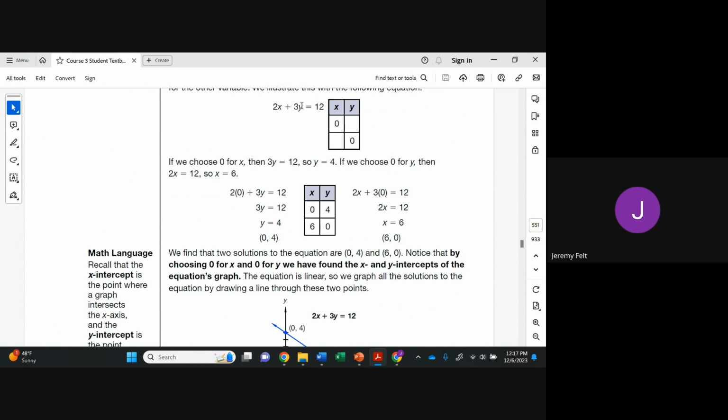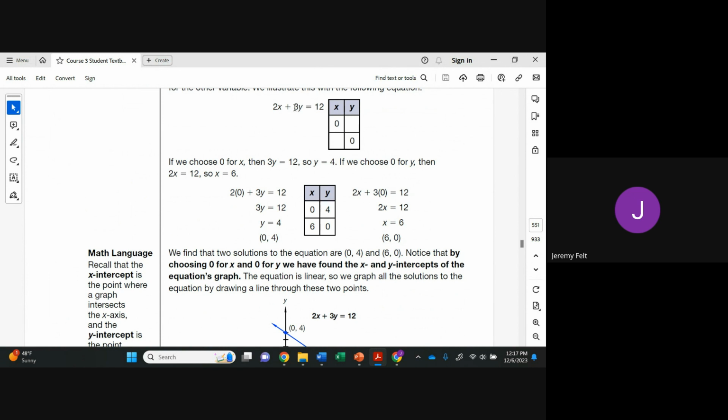What we can do that may be even easier is plug in 0. If I plug in 0 for x, 2 times 0 is 0, so I'm left with 0 plus 3y, or just 3y equals 12. 3 times what number equals 12? Divide both sides by 3 and we get 4. So (0, 4) is one point.